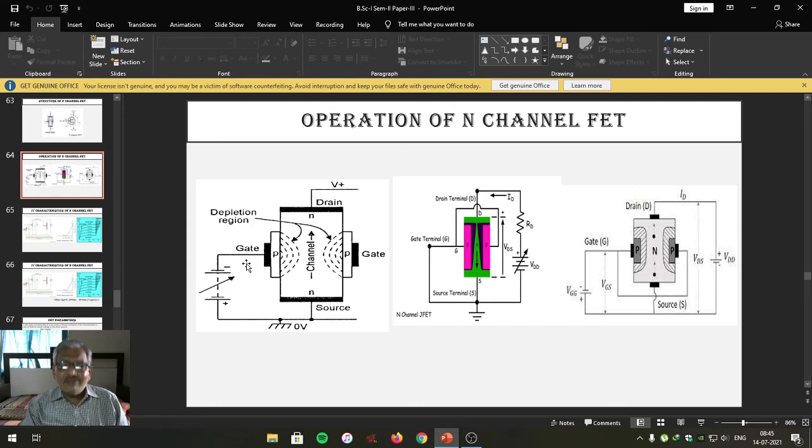If you go on increasing the gate to source voltage, a stage will be reached at which the depletion layers on both the sides increase in width and touch each other. When they touch each other, the liberated charge carriers are unable to reach the drain. So that's why the drain current becomes zero, and we can say the FET is pinched off. Drain current becomes totally zero.